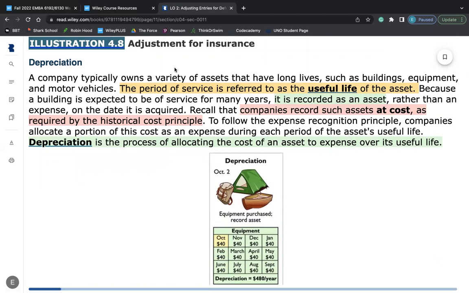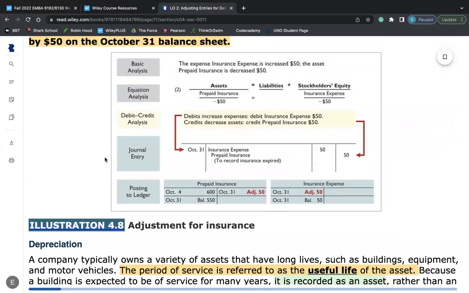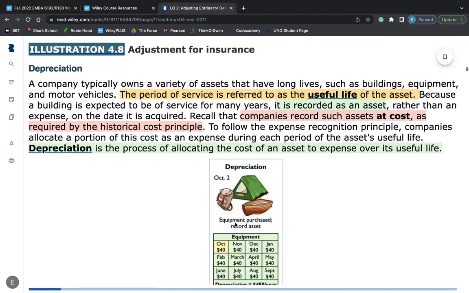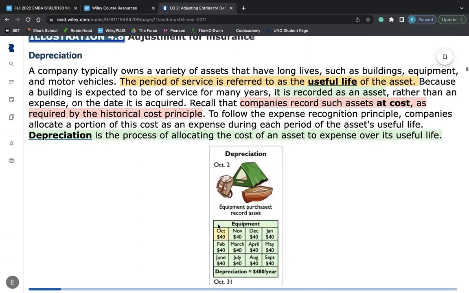All right, let's talk about depreciation. But before we move on, remember, pay close attention to this. These little blurbs are graphics. Adjustment for insurance. No, why do I keep doing that? Let's move on to depreciation.